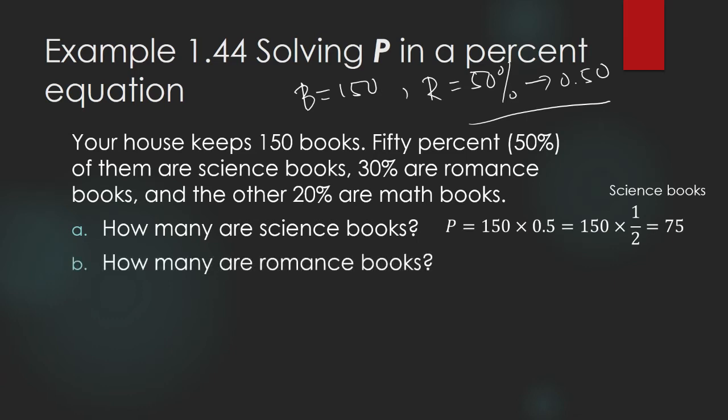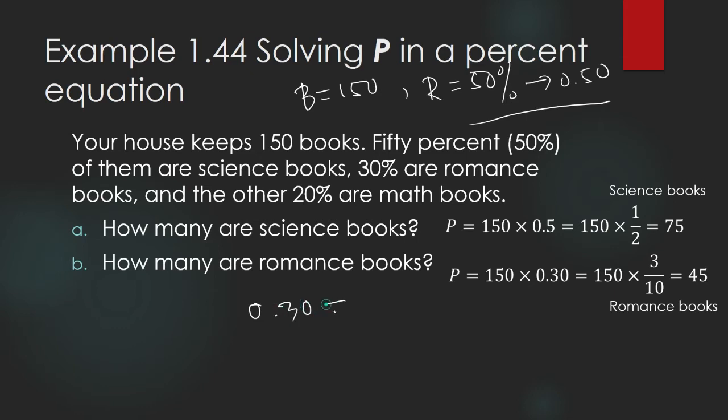How many are romance books? So for the romance books, P is equal to 150 times 0.30. Now what is 0.30? That is not equal to 1/3. 0.30 is not equal to 1/3 because 1/3 is equal to a non-terminating but repeating decimal number, which is 0.3333 and 3, and so on.